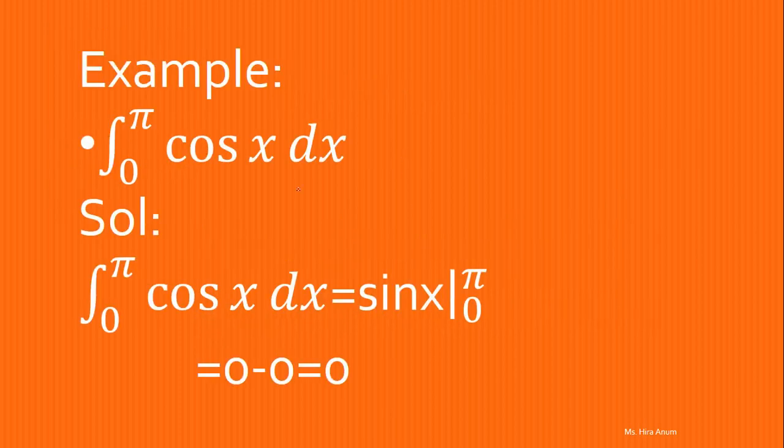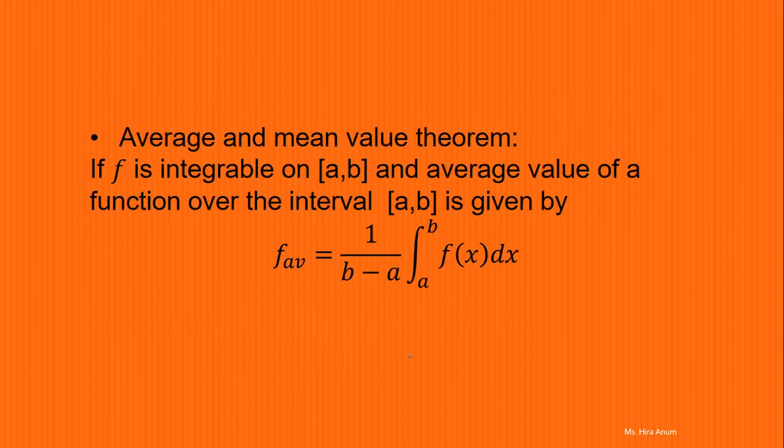Example number 2. Integral 0 to pi cos x dx. The integration of cos x is sin x, upper limit, lower limit. Putting the upper limit first, sin 180, or sin pi, equals 0, and sin 0 is also 0, so it becomes 0 minus 0 equals 0.